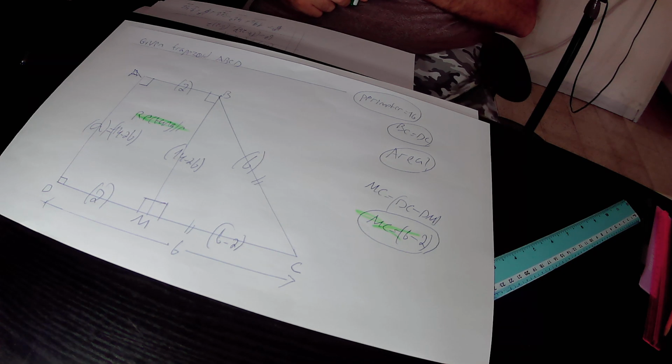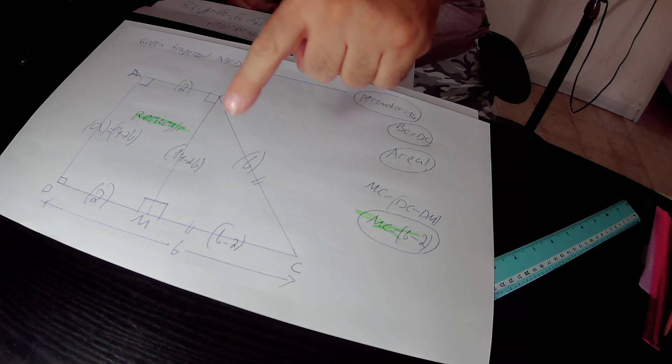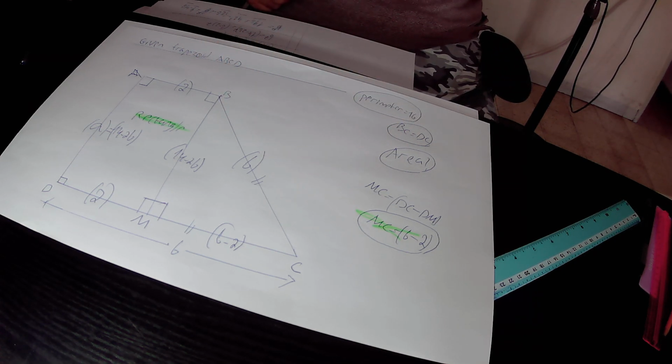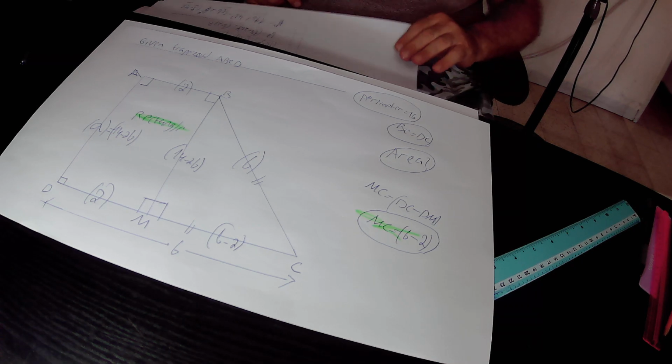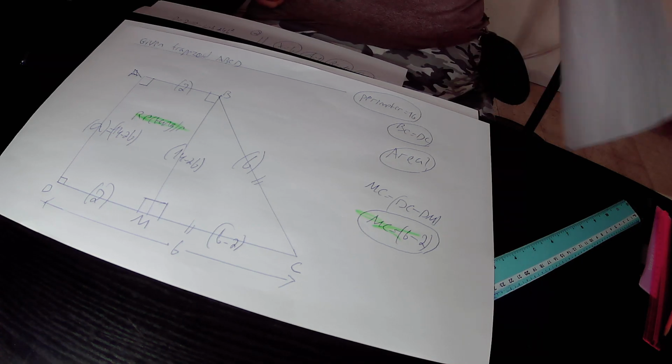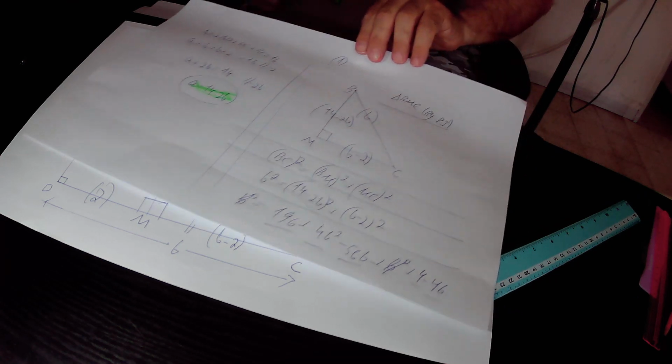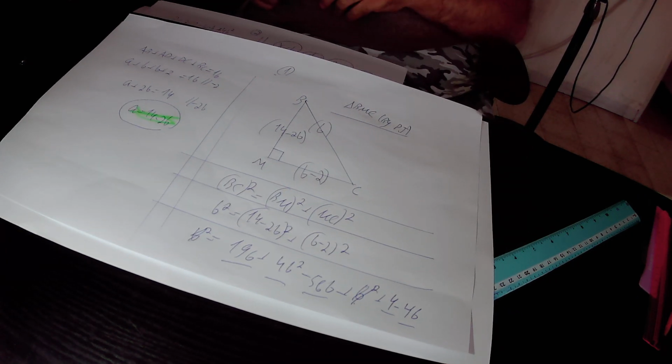In the next step, I copied this right triangle BMC onto a new page and applied the Pythagoras theorem to this right triangle BMC. According to the Pythagoras theorem, in a right triangle, the square of the hypotenuse equals the sum of the squares of the perpendicular sides. So actually, this is the right triangle BMC that I copied from the original drawing.